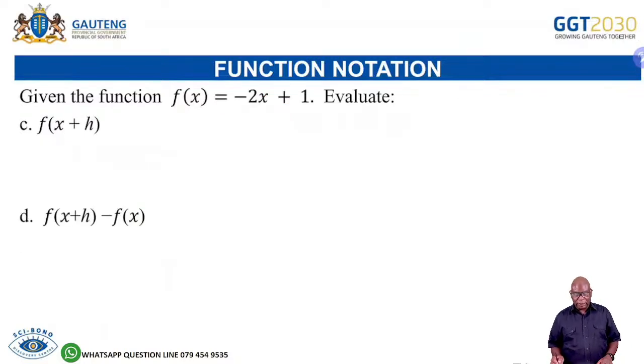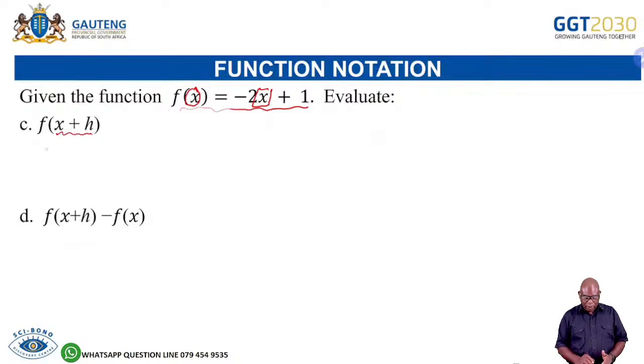Now the next one here, same function given. We need to evaluate that f of x plus h. Now look at this. The input now here, it's no longer x. It means that our input is x plus h, which means that wherever I see the x there, I must substitute it by x plus h, because that x is no longer an x, it's x plus h. So that will be equals to minus 2, where I see x, I put x plus h, then plus 1.